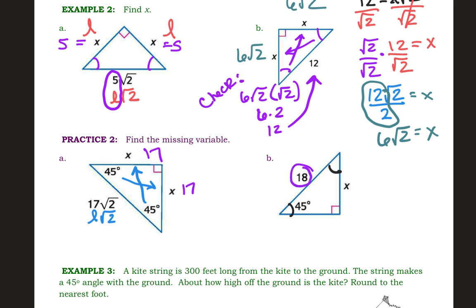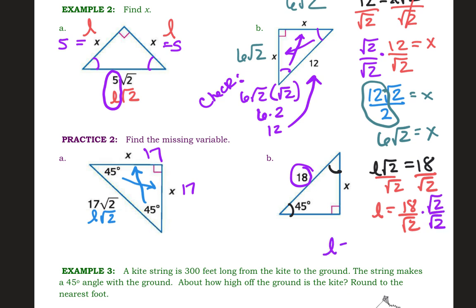All right, so we have, I'm going to do L. L square root of 2 gave me 18. Let's divide both sides by square root of 2. So our leg is going to be 18 divided by square root of 2, so we just have to simplify it now. We should have multiplied by square root of 2. L is 18 square root of 2 over 2. And what's 18 divided by 2? 9, good. So L is 9 square root of 2. So that's what we should have had here. Our x should have been 9 square root of 2.